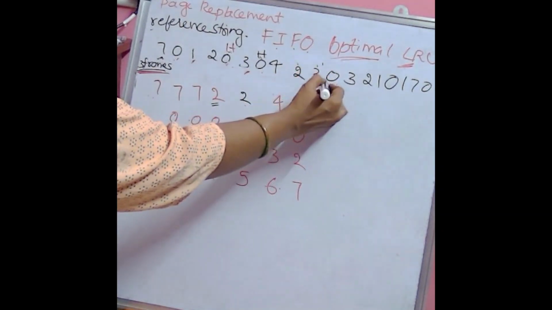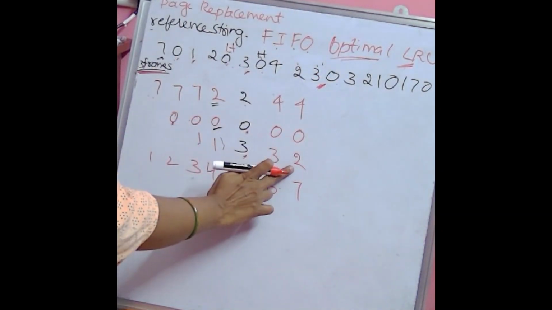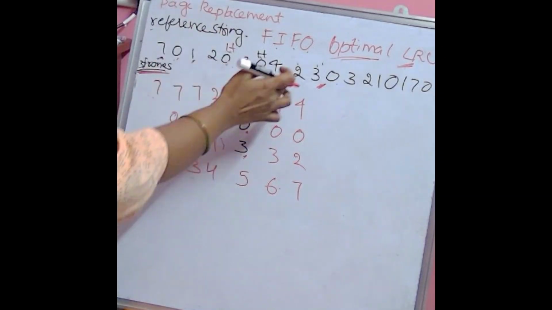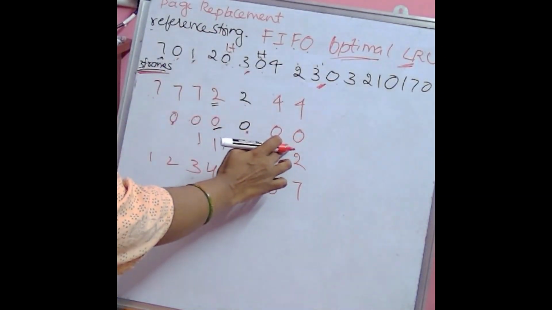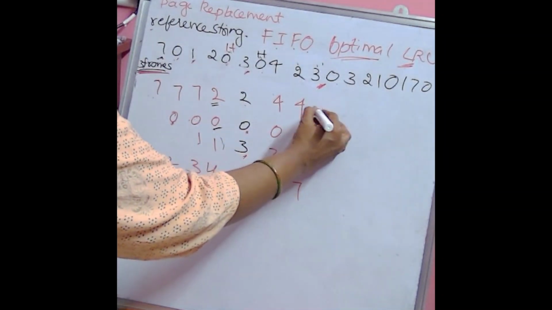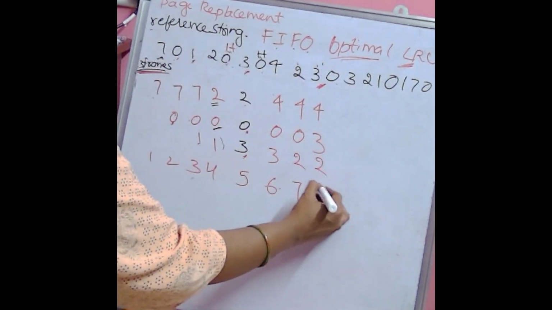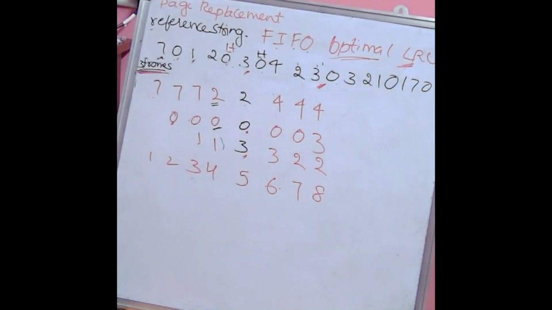Now we are at this position. Before this we referred the second page. Before the 2 we referred page 4. That's why we are replacing this 0 with 3. This is also considered page fault 9. Like this we need to continue with the LRU.